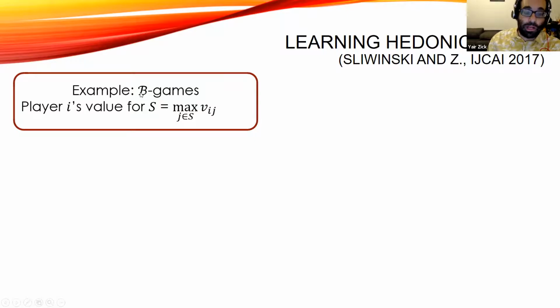I'm going to look at a subclass of top responsive games, which are called B games. Here, the value that a player has for a set S is just the value that it assigns to the most favorite person in that set. So I don't care about the other members. I just care about one person, my favorite person in that set, my best friend. And if there are a few of them, then I break ties in favor of smaller coalitions. But that's kind of a small thing.